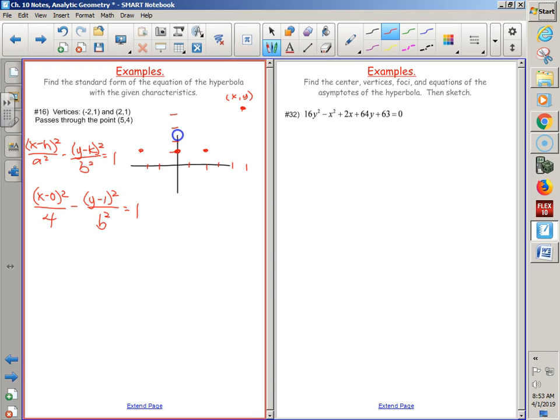They didn't tell me the foci. I couldn't even find C this time. But I can go ahead and plug in my 5, 4 and say, okay, well, fine. If I know the point 5, 4, plug it in, right? Okay, so if I plug in, what do I get? I get 5 minus 25 over 4 minus, and then 4 minus 1 is 3, and 3 squared is 9.